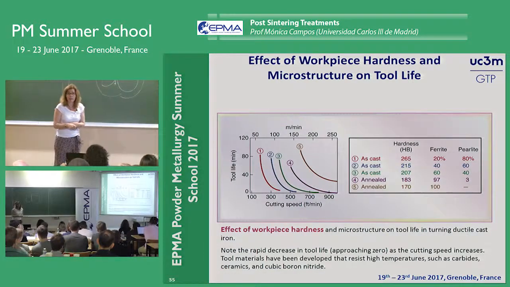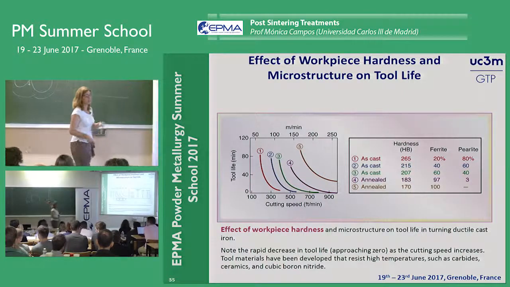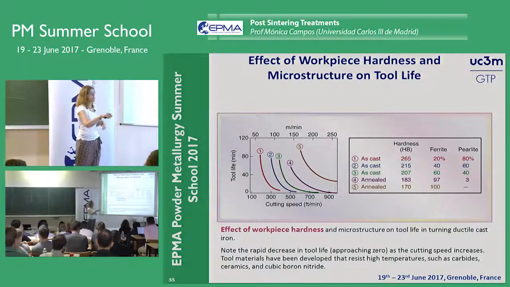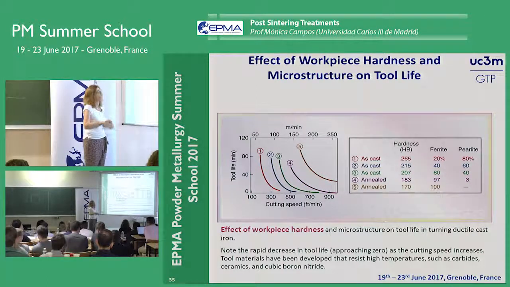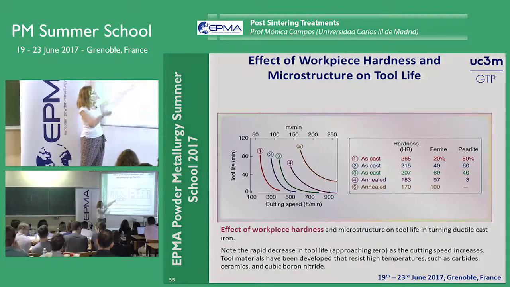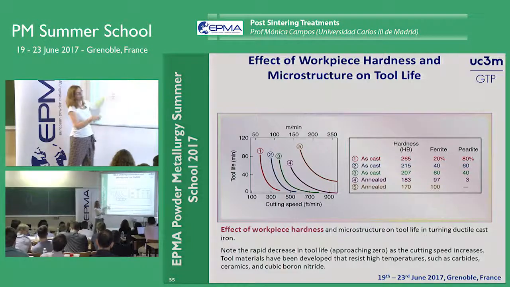This is not a PM material. This is a ductile cast iron. And here in the table is written the hardness that is achieved in different conditions. And here you can see how it modifies the tool life and cutting speed depending on the hardness of our material. This is the harder, this is the softer.